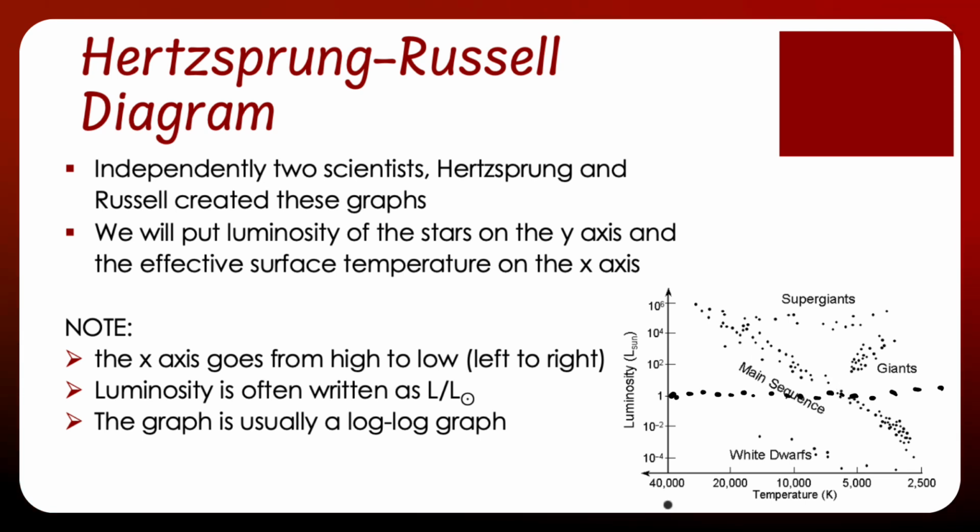Another thing, notice the temperature scale. I have 4,000 over here, but 2,500 here. It's in the opposite direction we would normally go. So these white dwarfs have a very high temperature, but a low luminosity. If we compare that to these giants right here, they have a low temperature, but a high luminosity.